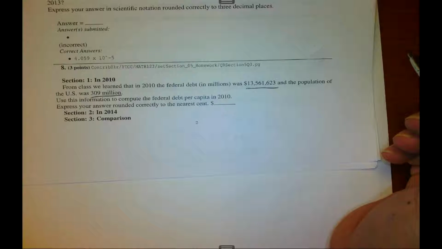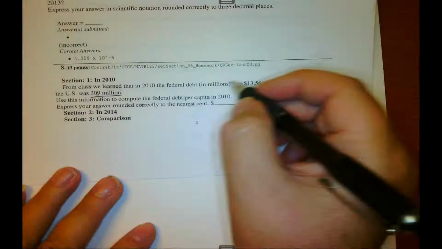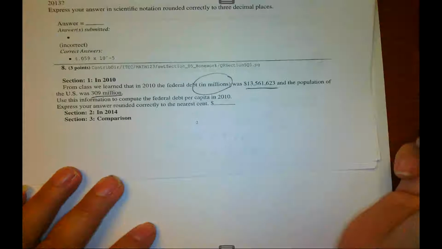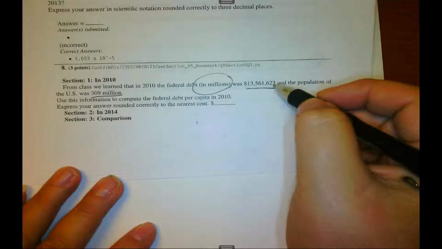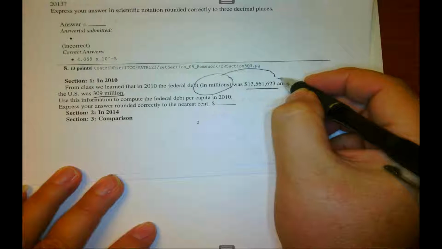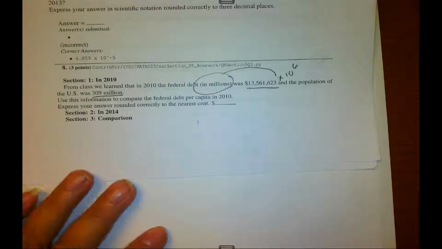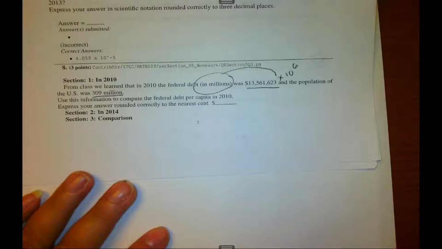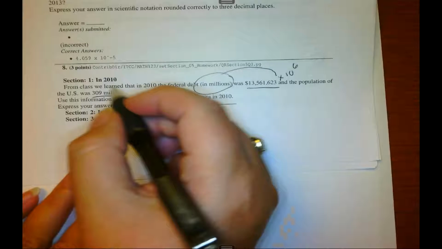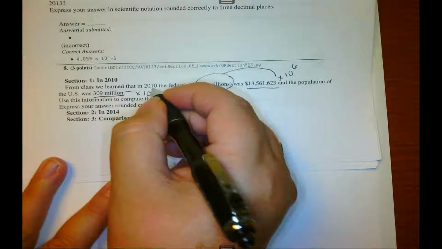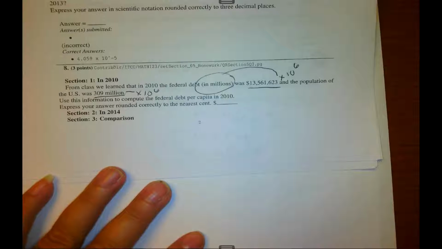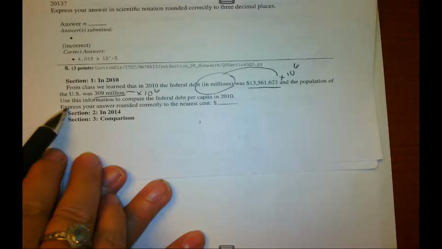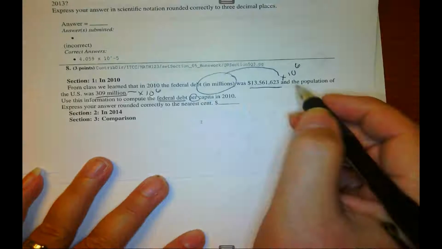Okay. From class, we learned the federal debt in millions. This one is real tricky. This is the kind you got to watch out for. This is not the number alone. It's this with 6 more zeros behind it, or times 10 to the 6th. Which is a goofy way of saying it. Only it's going to work out nice because we also have this in millions. And the population was 309 million. Use the information to compute the federal debt per capita.